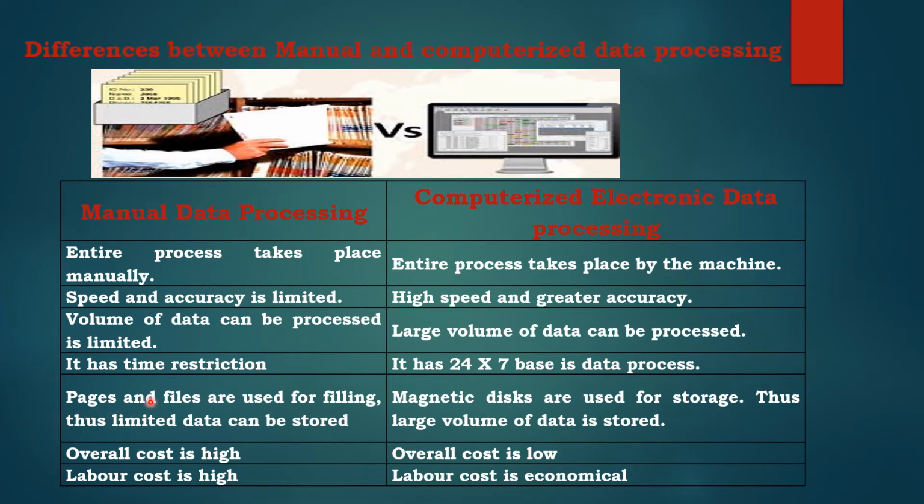Here, papers and files are used to fill the information, thus what can be stored is limited. Here, magnetic disks are used to store the data and can store a large amount of data. Overall cost is high. Overall cost is low. Labor cost is high. The labor cost is economical. Economical. Okay.